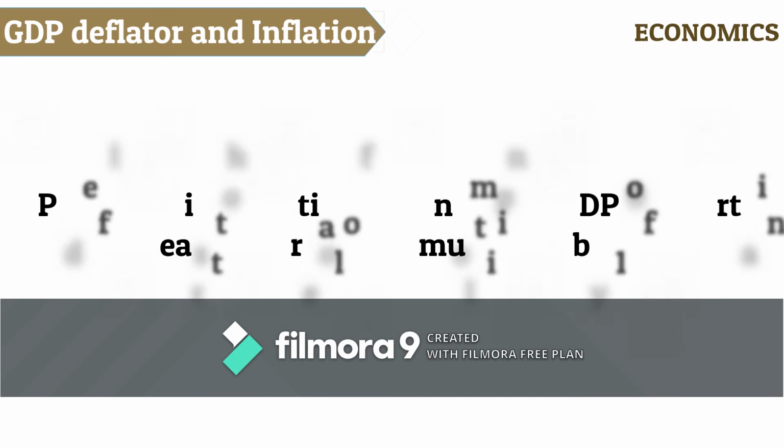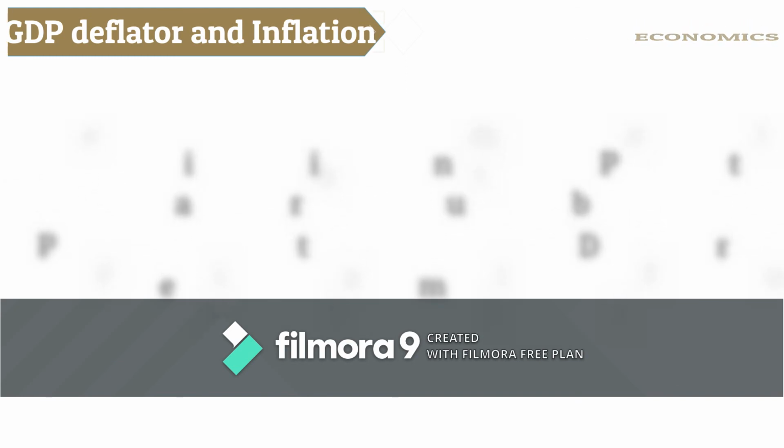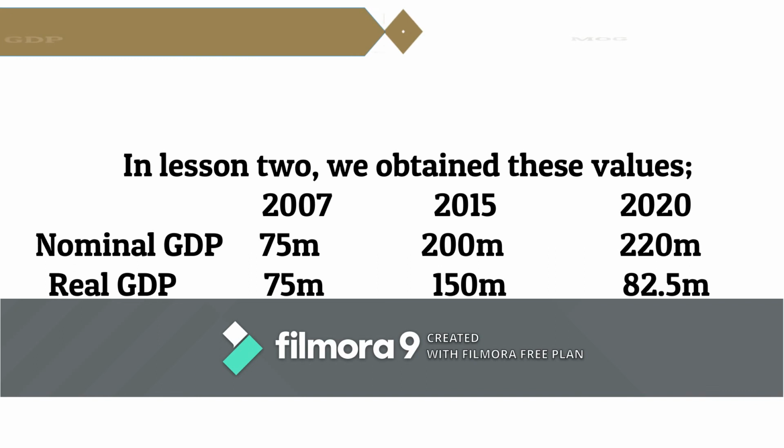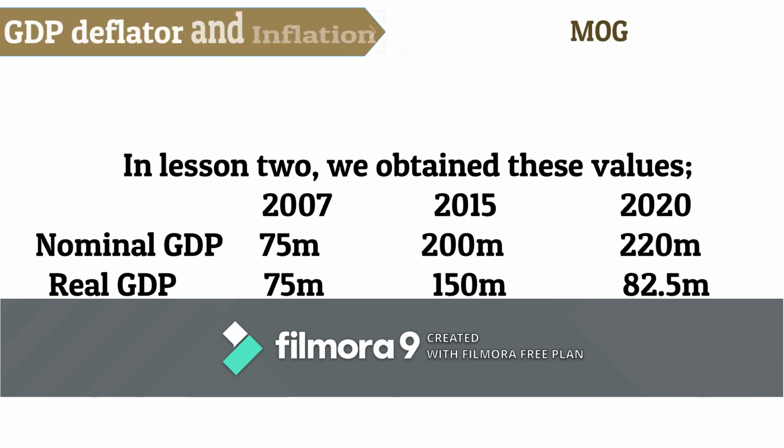In lesson 2, we obtained these values. Nominal GDP for 2007 equals 75 million naira, for 2015 equals 200 million naira, and for 2020 equals 220 million naira. And on the other hand, real GDP for 2007 equals 75 million naira, for 2015 equals 150 million naira, and for 2020 equals 82.5 million naira. You may have to revisit that lesson for more insight if this is the first video that you are seeing.